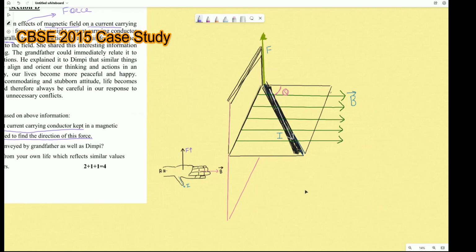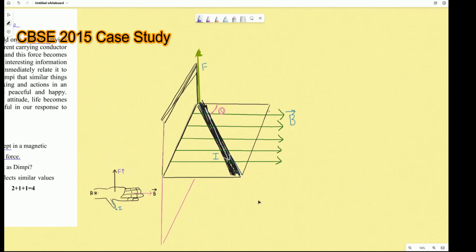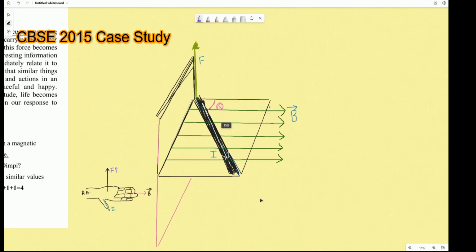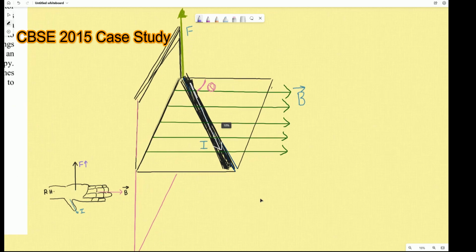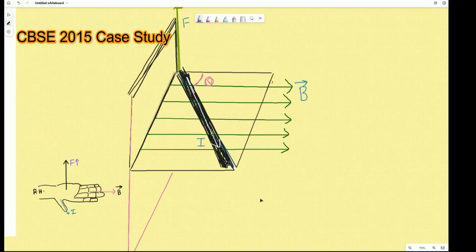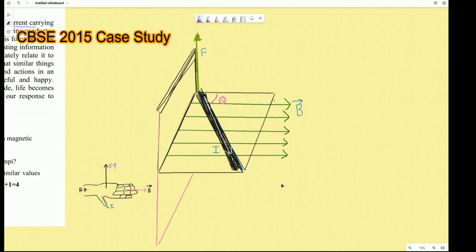And mind you, my purpose is not to solve this problem. I can definitely solve this problem in one sentence. I know the formula, I know the answer, but you will not learn anything from that. My idea is that you should learn something from what I talk about. So I will explain to you this effect of the magnetic field on a current carrying conductor.